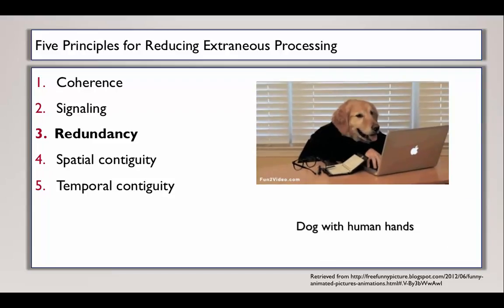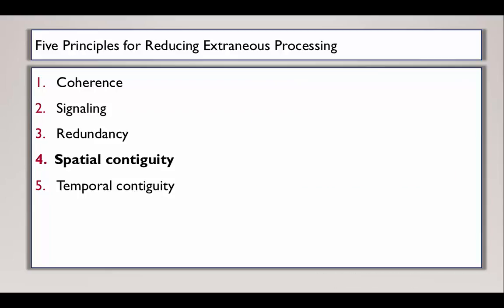As compared to this presentation, showing a tan dog wearing a black coat typing on a laptop with human hands. As you'll note, you have the key points of this information. Spatial contiguity states that the learning process is supported by presenting corresponding words and pictures in close proximity.